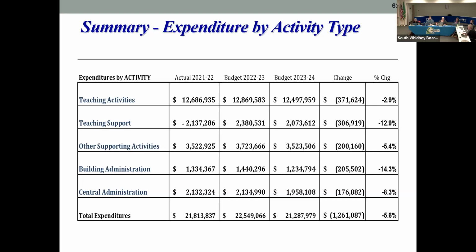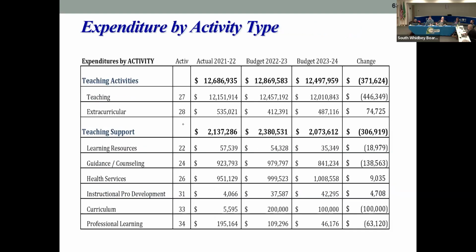Supporting activities going down, building administration down by 14.3%. So we made reductions in that program. About 8.3 in central administration. So that's the district office. We eliminated a position. We're reducing a second position. And then about a 5.6% reduction from the previous year. The reality is the reduction was larger than that had we inflated everything with the cost of living and all those types of things that we would have done.